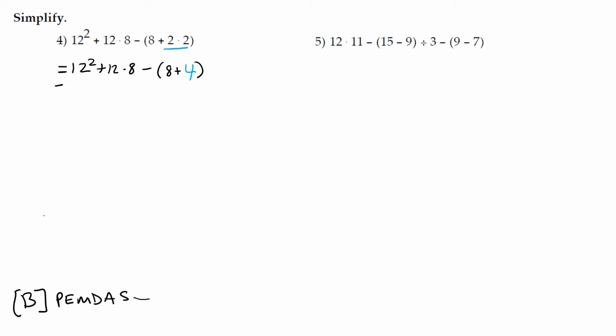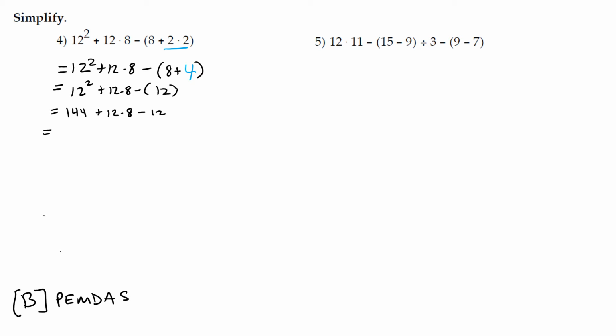Alright, and then we still have some parentheses here we can do. So 12 squared plus 12 times 8 minus 8 plus 4. So that's going to give us 12. Alright, so inside the parentheses we can't do anything else now, so we can do exponents. So we've got 12 squared, so 144, plus 12 times 8 minus 12. I can drop the parentheses because nothing else simplifies there.